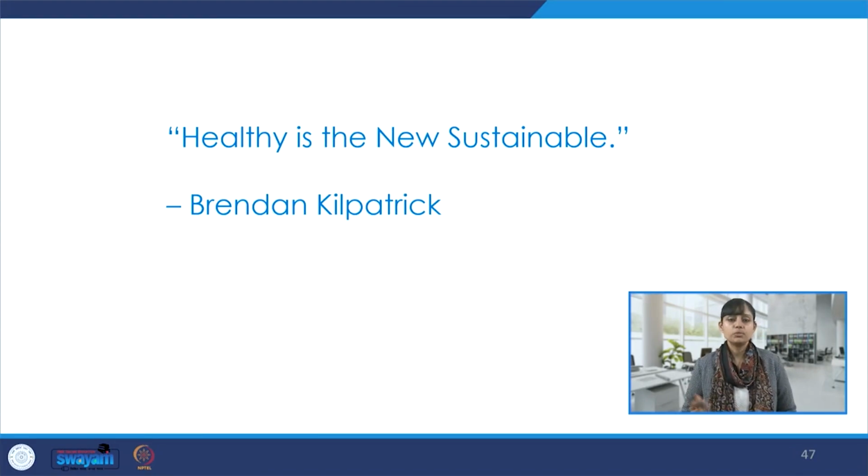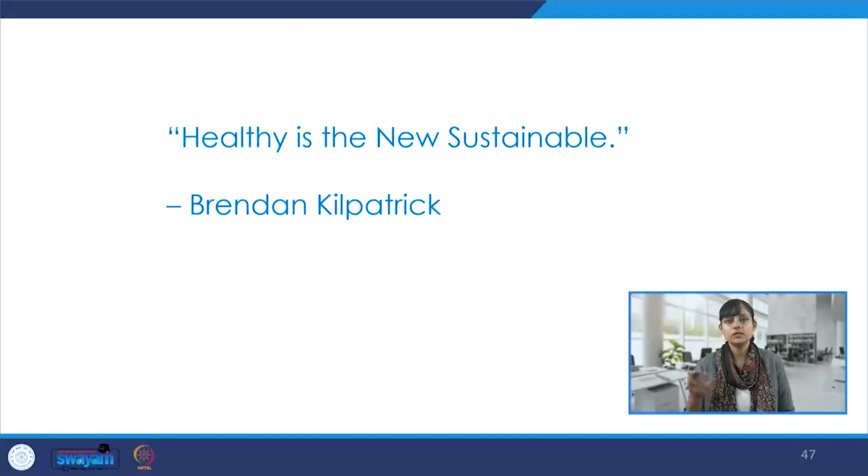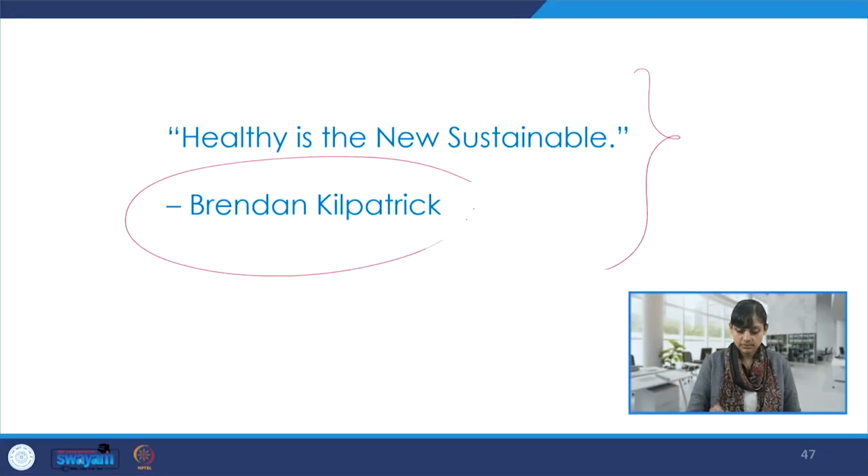I always like to put an interesting quote. We have been talking about sustainability, health, well-being, interior spaces, rating systems, certain credit points, criteria, and how to achieve good health, well-being, and sustainability through responsible design of interior spaces. So "healthy is the new sustainable" is what is being quoted.